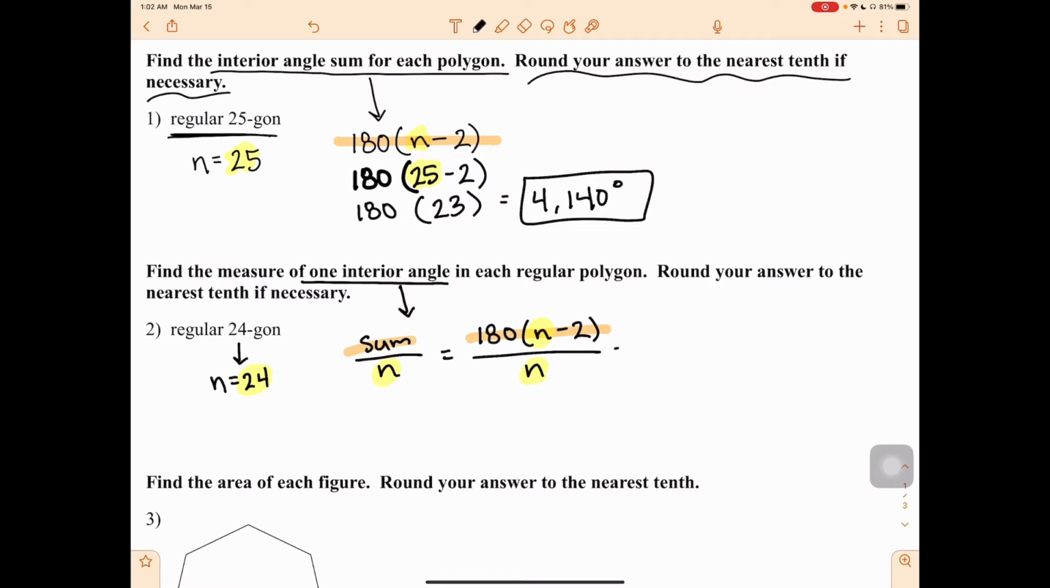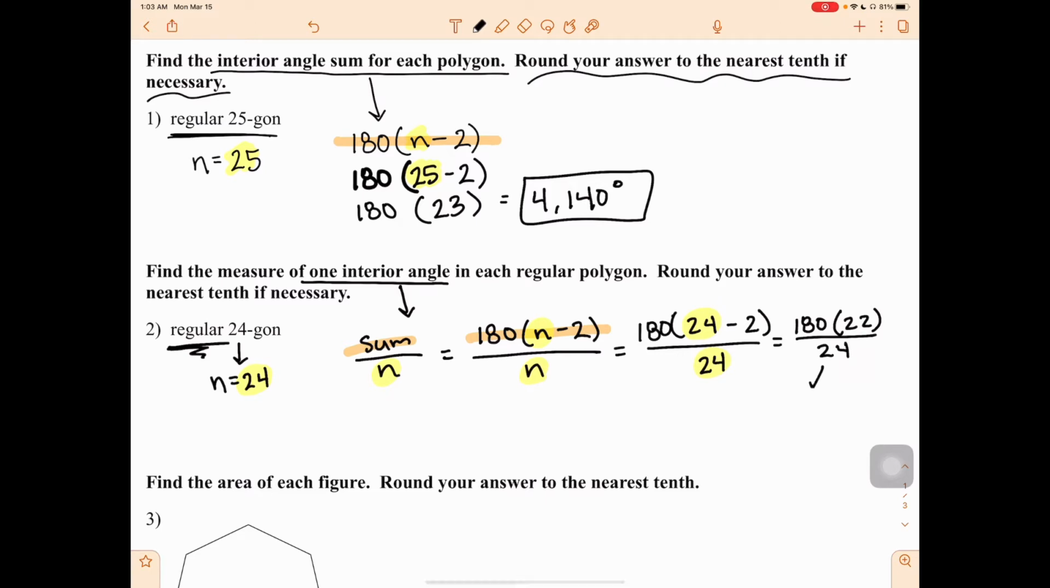So here we're going to have 180 times n, which is 24, and then we have to subtract 2 for the sum. And then we're going to divide this by 24 because that's the number of sides. And the number of sides is equal to the number of angles inside. And since it's a regular polygon, we know that all the sides and all the angles are equal. Okay? So this would be 180, 24 minus 2 is 22, divided by 24.